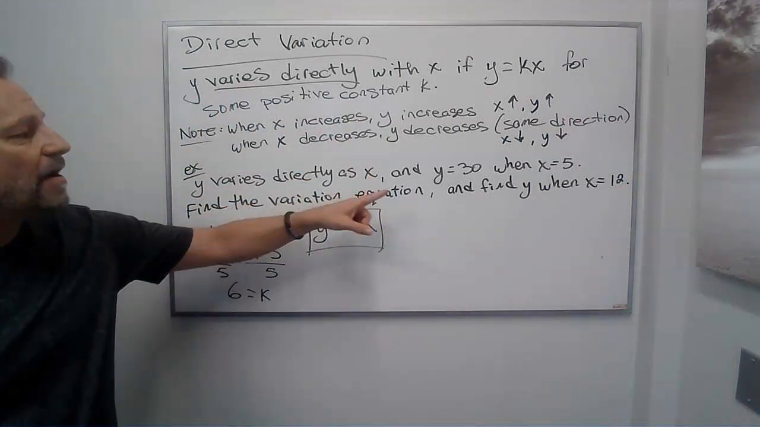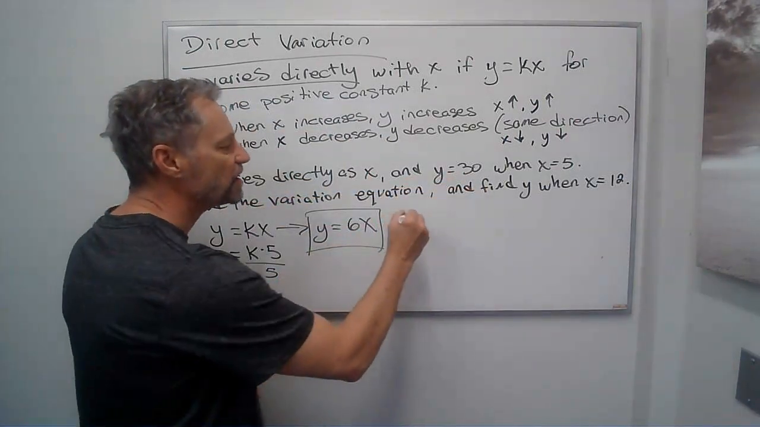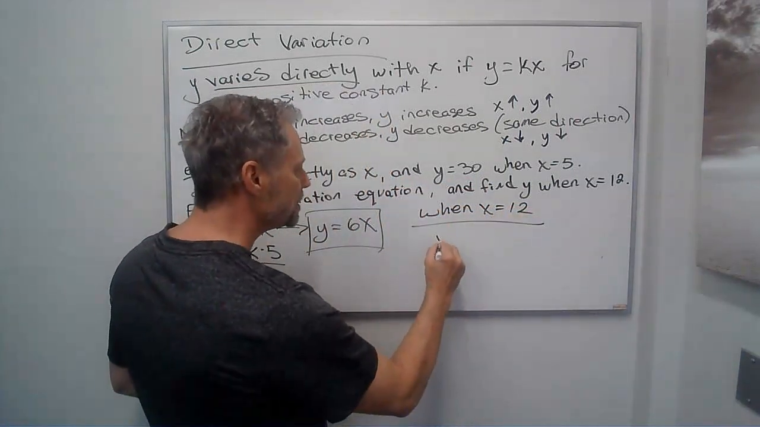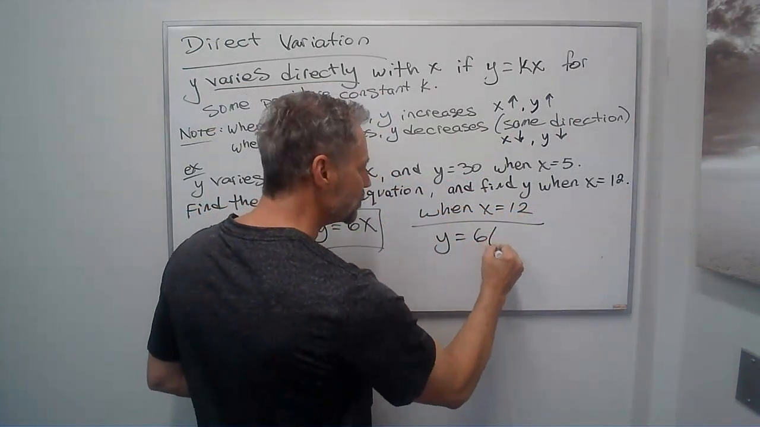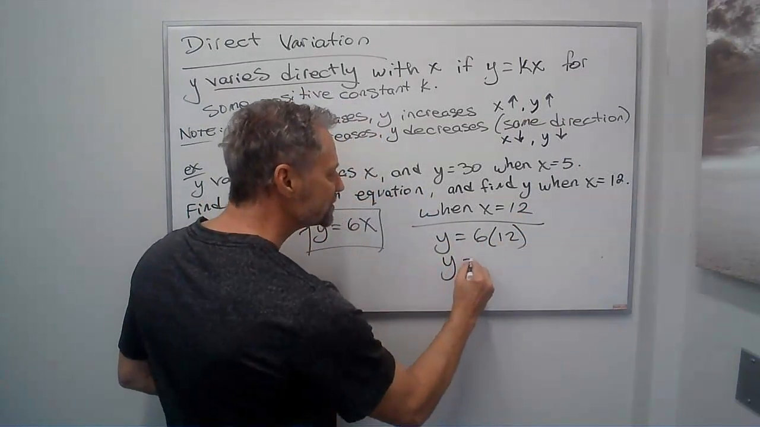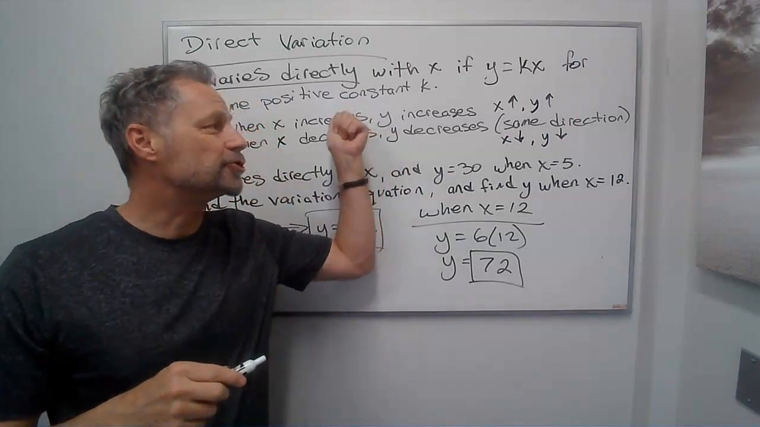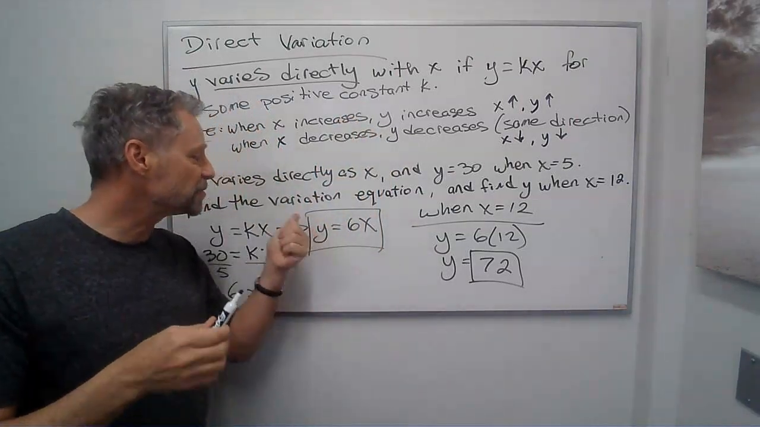It says, okay, find y when x is 12. So we can just say, okay, when x equals 12, and I just plug it in. y is going to be 6 times 12, or y equals 72. And that's my answer. The direct variation says, I've got a variation with multiplication.